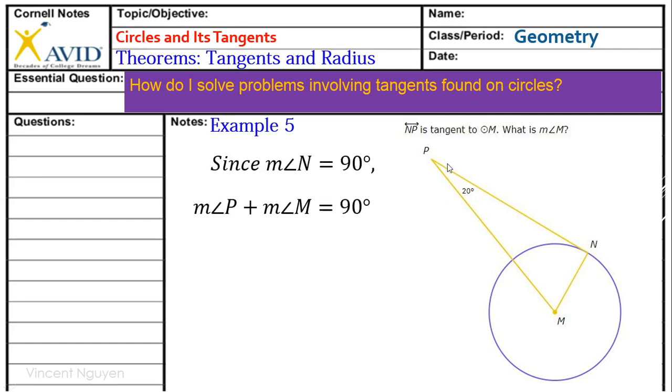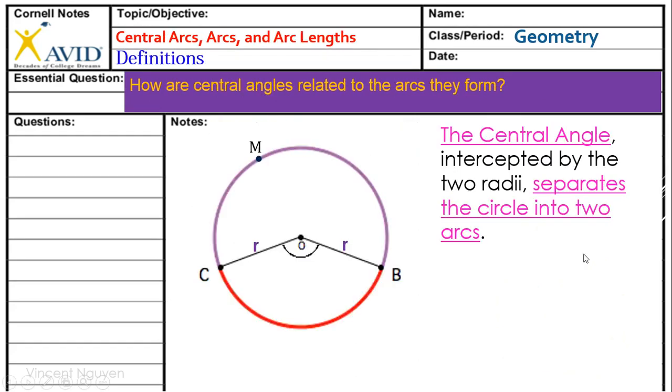All I have to do is subtract 20 from 90, right? Because angle M and angle P have to make up the other 90 because the whole thing is 180. So subtract 20, angle M is 70 degrees. That one wasn't too bad.